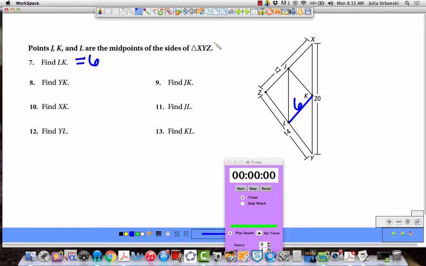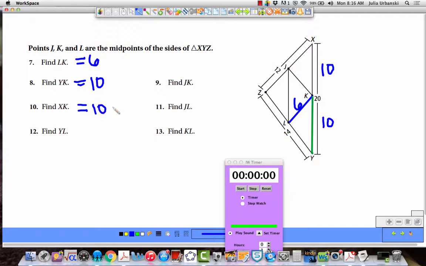YK. The YK is from Y. Where's the Y? 7. There. What would that be? 10. Good. Because you're dealing with midpoints. This is a midpoint, so it's 10 and 10. Okay, so it uses all the rules mixed together. So if you wanted KX, that would be 10 as well.